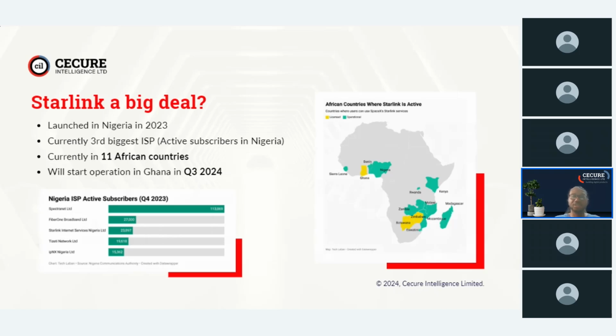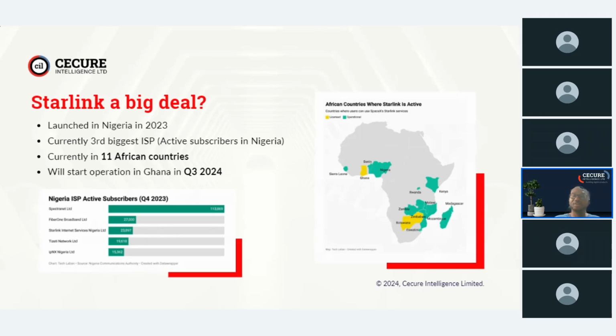The expectation is that they will go live in Ghana sometime in Q3. The speculation is that we could see Starlink go live in September. So that means that before the end of the year, we should have about 14 African countries having Starlink. And Starlink could be a big deal because it could capture more market share when it comes to competing with the local ISPs like MTN and other providers.